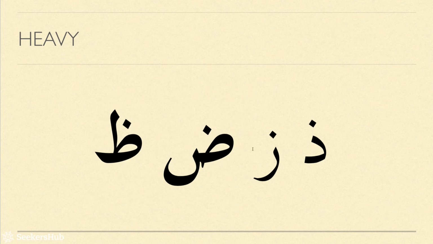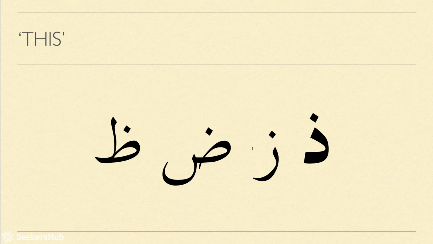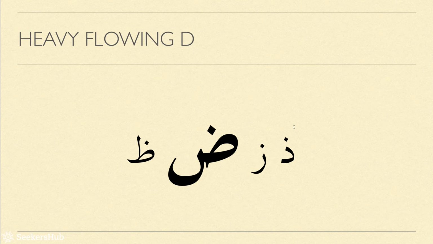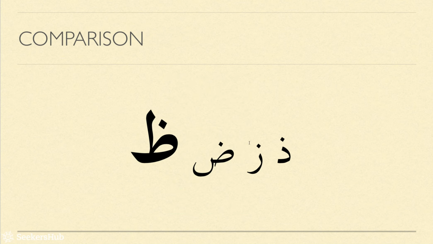So this is a comparison here. This dhal is in the word this. It exists in English. Za also exists in English, as in the word zoo. Dad does not. It's a heavy D sound, but it's also flowing. The D you say ad, had. It stops, whereas the dad does not do that. You say al-ard. It almost flows. Right? There's some fluidity in it. The dha also flows. It also flows, but it's heavy.